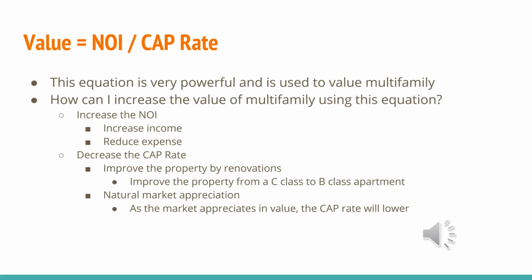And next, there's natural market appreciation. As the market appreciates in value, a good example is Austin, Texas. It's a hot market right now. It's definitely appreciating in value. The cap rates are going down. If the cap rates go down and you own a property from 10 years ago in Austin, Texas, you just decrease your denominator and that will increase your value. That's the power of apartment complex investing.